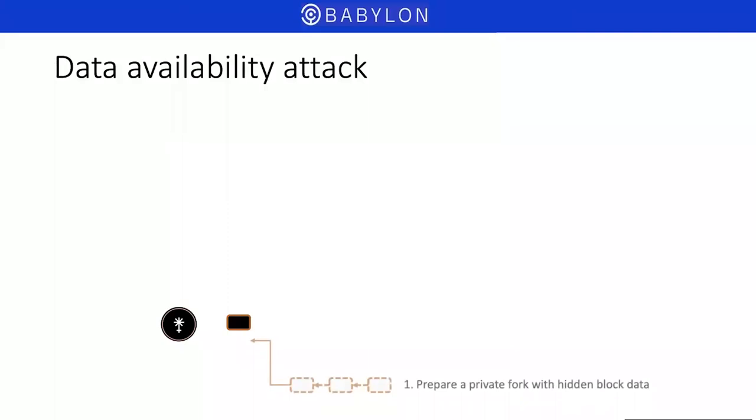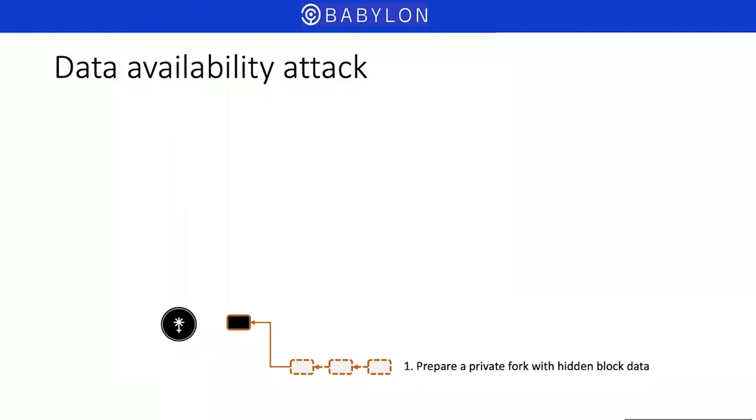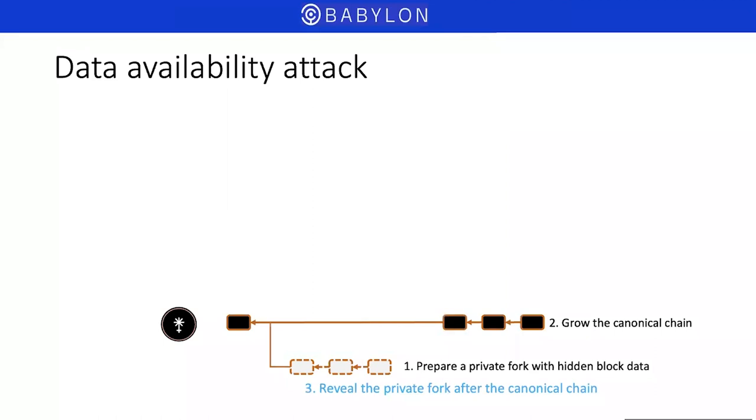All right, so here's an attack. Instead of doing a post-unbonding attack, the attacker first creates a private fork where the data is hidden. And then the canonical chain gets grown, okay? And you only reveal the private fork after the canonical chain. So this is like a pre-hoc attack. And this could still cause confusion, okay? So let's understand how Bitcoin timestamping could help, or can it help?